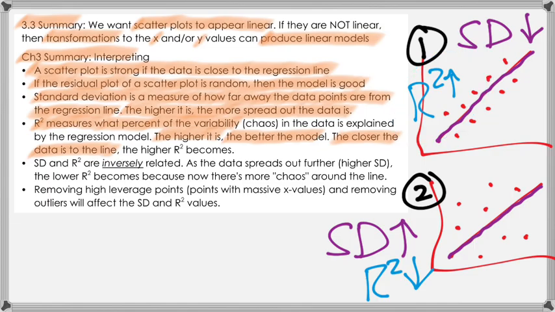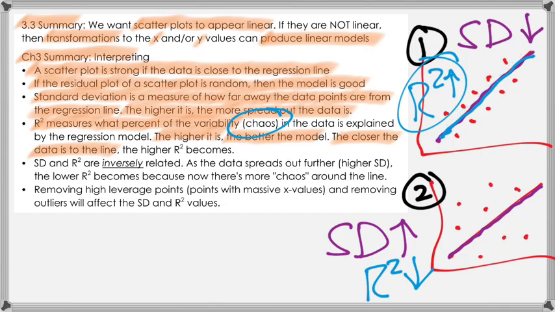Because again, the R squared value measures what percent the model does in representing the variability, the chaos, because not every data point is going to fall on the line. There are going to be data points above and below the line. So the measurement of how strong your data set is can be determined by R squared. The higher R squared is, the closer to the line your points are going to be.